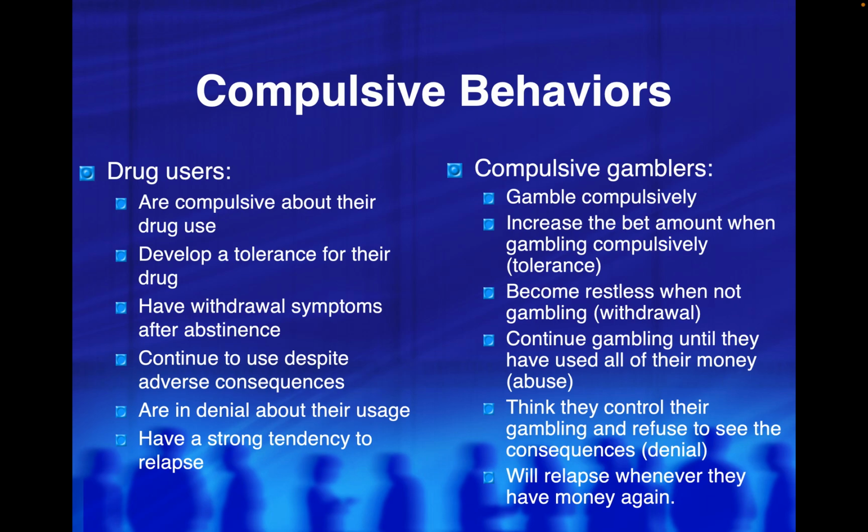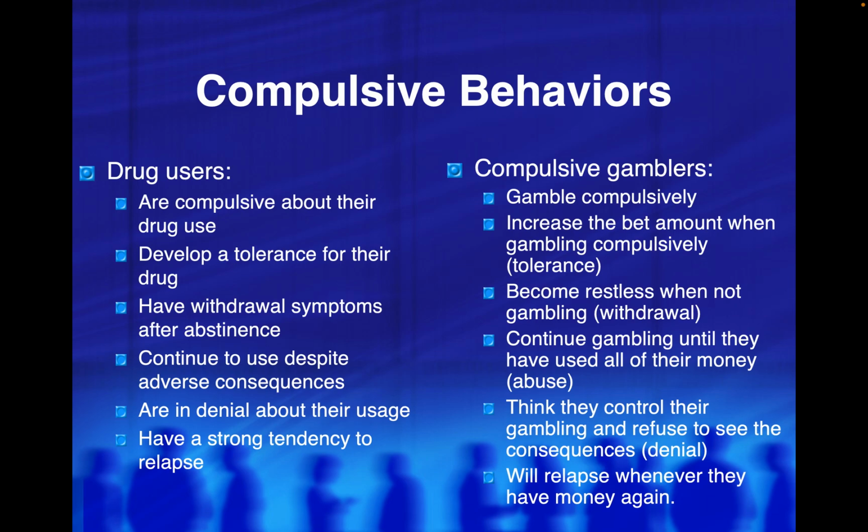Drug users are compulsive about their drug use. Compulsive gamblers gamble compulsively. Drug users develop a tolerance for their drug. Compulsive gamblers increase the bet amount when gambling compulsively. They build up a tolerance. Drug users have withdrawal symptoms after abstinence. Compulsive gamblers become restless when not gambling. This is a form of withdrawal.